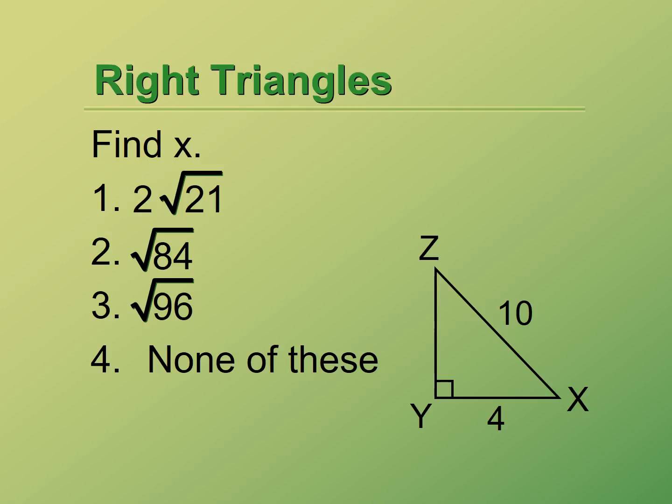So we cannot leave it just as the square root of 84, though. We have to simplify the square root of 84. So you can do a factor tree. I know 84 is divisible by 4. That goes 21 times. So 84 is the same as saying 4 times 21. And the square root of 4 is 2, which means that the square root of 84 is the same as 2 square roots of 21, which is option number 1 here.